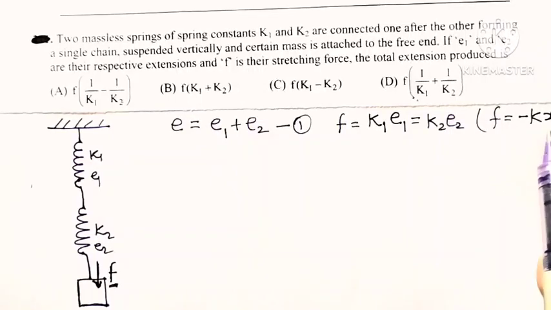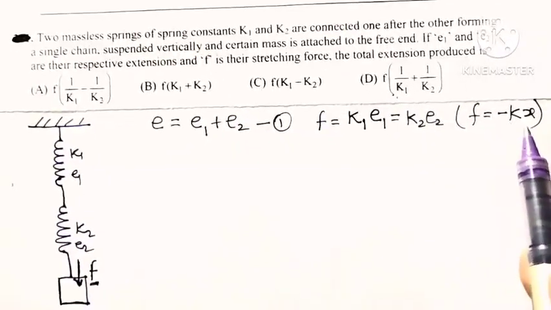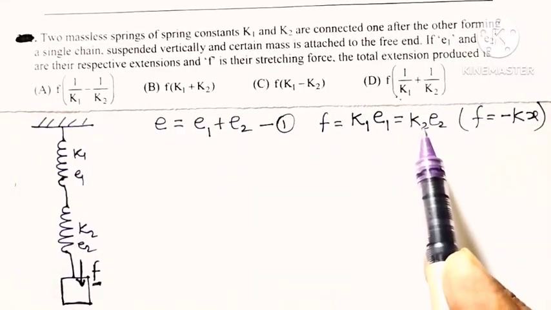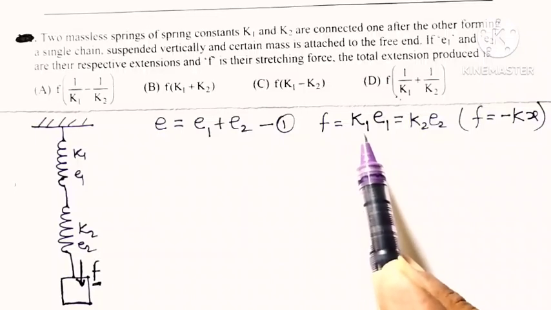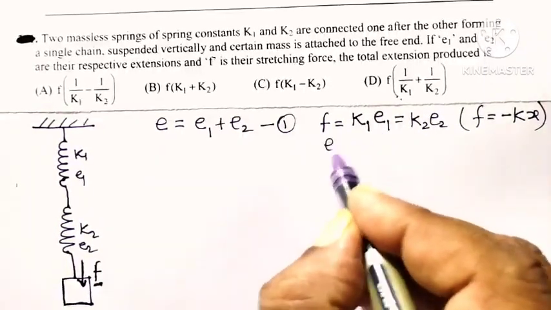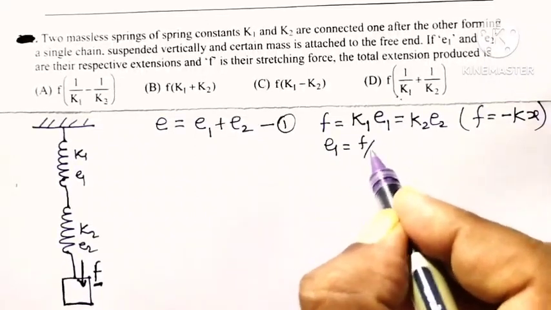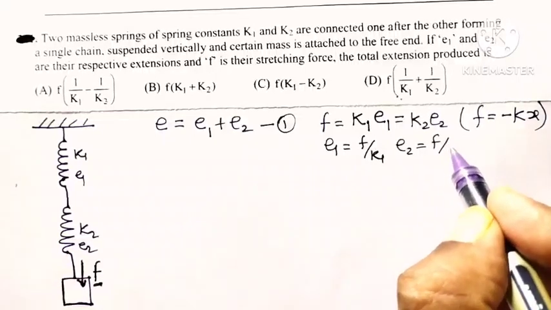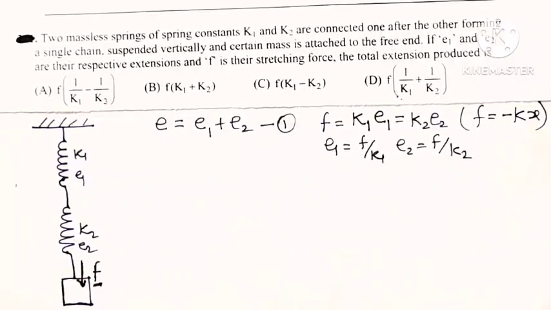That is force constant multiplied by displacement, meaning amplitude. So here F is equal to K1 E1 equal to K2 E2. Now from this, E1 is equal to F divided by K1 and E2 is equal to F divided by K2.